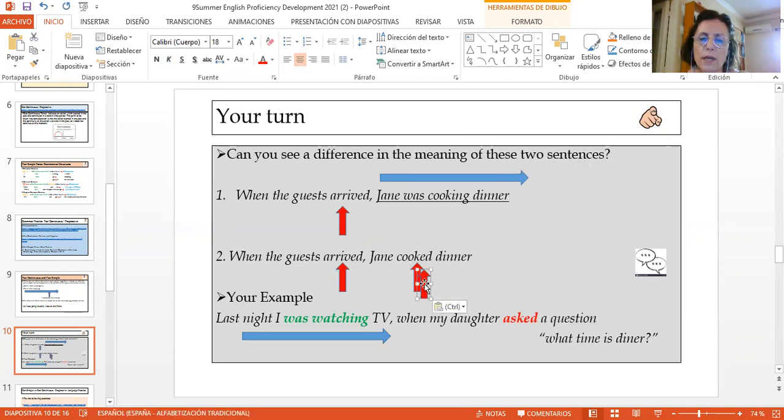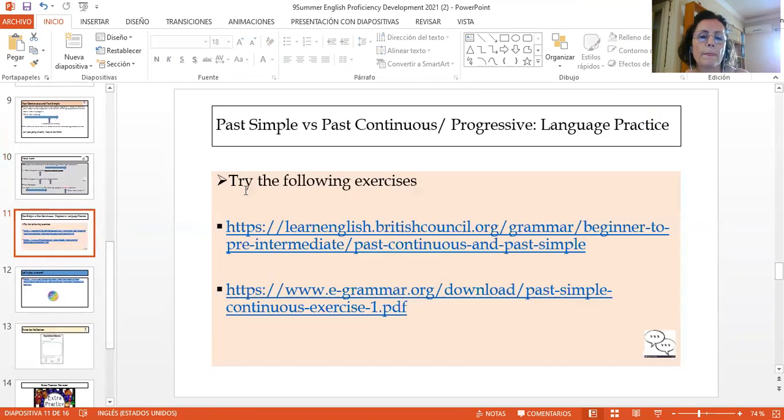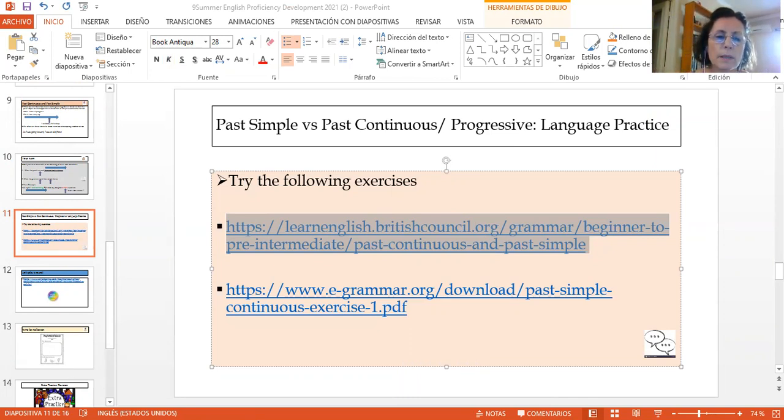Okay, we are going to try to do exercises with this combination. Can you follow? Yes. So let us try to do exercises and understand the logic. Something is happening, something is in progress, and something happens. Esa es la lógica. Algo está pasando en el tiempo y algo sucede en la mitad de eso.